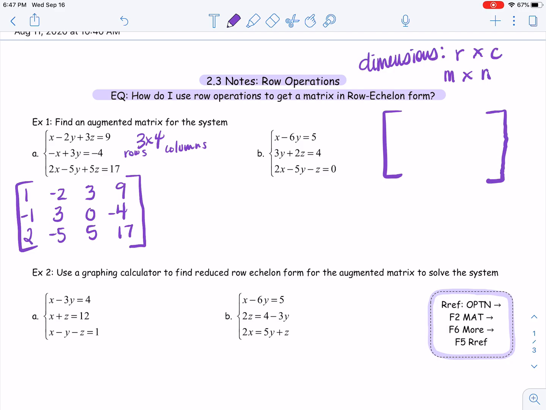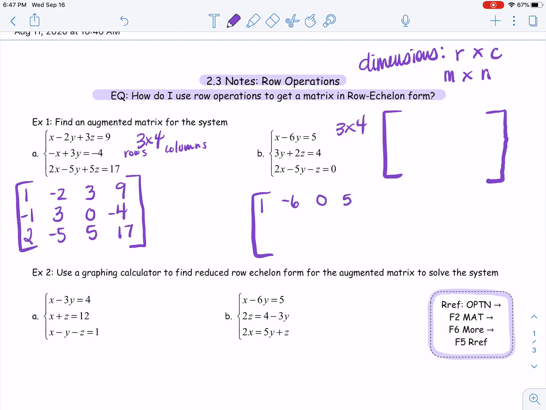This would be a great time where you could pause and try the second one on your own. So in this second one, we have 3 rows. And we're going to have 4 columns because we do have 3 variables plus that constant, okay? So, I'll leave that as a 3 by 4 matrix. So I want to make sure I'm going in order of X, Y, Z, constant. So the first row would be the coefficient of X, the coefficient of Y, the coefficient of Z. I don't have it, so I put a 0, and then the constant is 5.